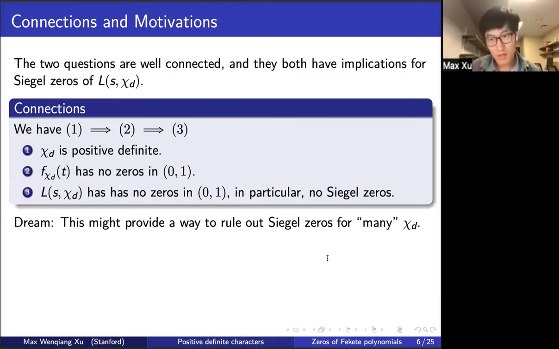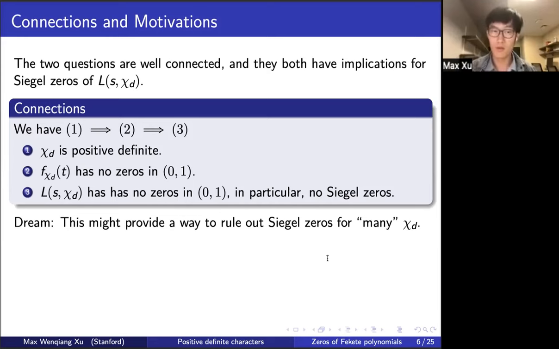So let me briefly mention the connection between those questions, and also one of the very original motivations for mathematicians to study this kind of properties of quadratic characters, because they are connected to Siegel zeros of L(s, chi). It's not difficult to prove that chi_d being positive definite would imply that the related Vector polynomial has no real zeros in this interval (0,1). And also, this will imply that the related L-function L(s, chi_d) has no zeros in (0,1). So in particular, this will give you that there are no Siegel zeros.